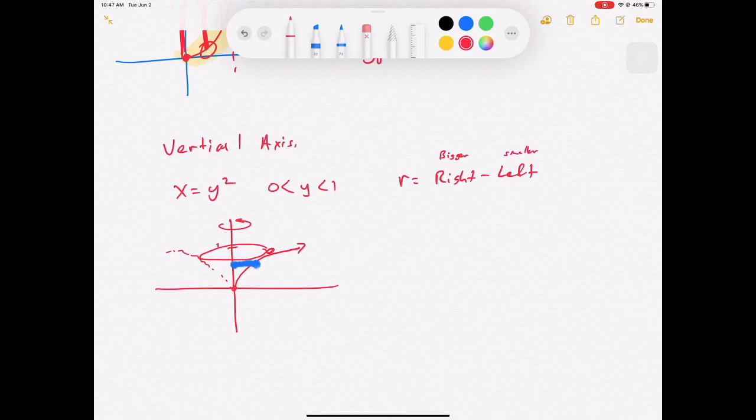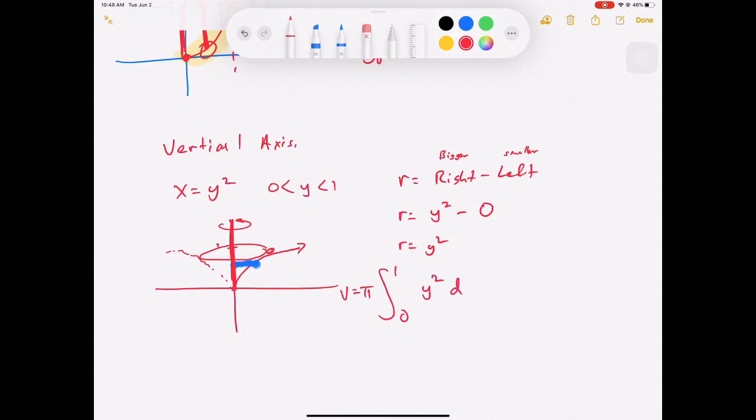And that's really the reason why. So we say right minus left. And in this case, the radius, the y on the right side, it'll be y squared minus our axis of rotation here, which is going to be x is equal to 0. So our radius here is just going to be y squared.